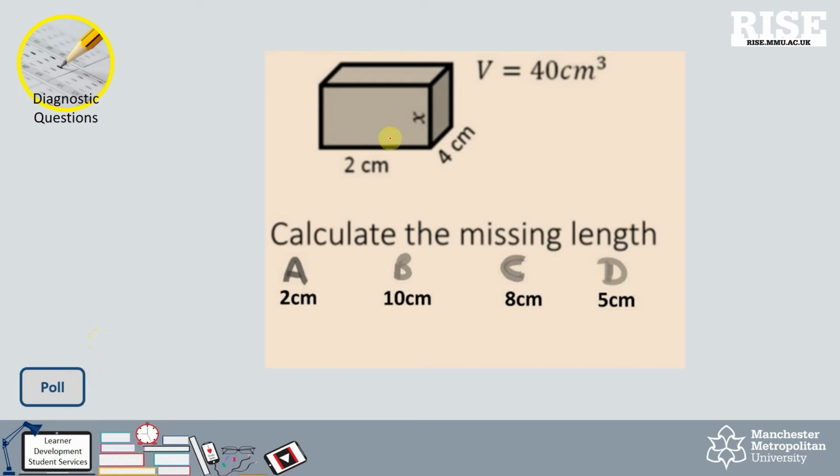Multiplying the 2 by the 4 that were already given, we get 8 centimetres squared, which would then need to be multiplied by 5 centimetres to get the volume of 40.